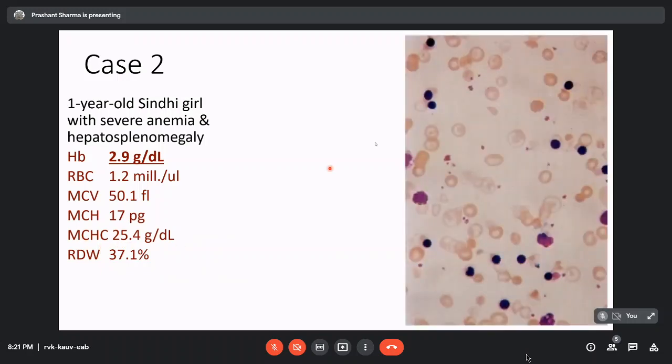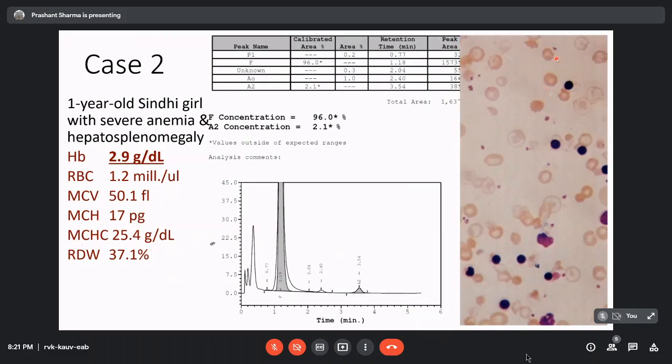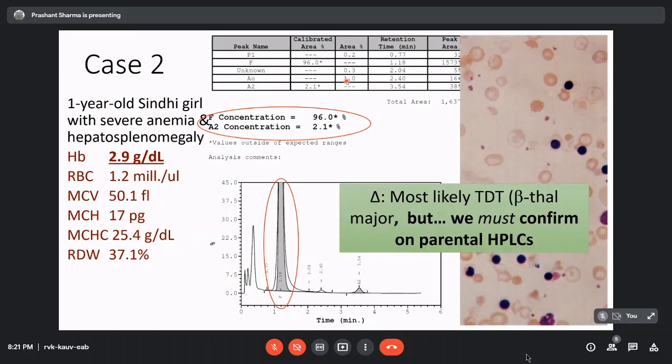And this is her blood picture. Other than the microcytic hypochromic cells, the target cells, we can also see a very large number of erythroblasts. So this was the HPLC which came, and a 1-year-old should have a fetal hemoglobin not more than 5%. Her fetal hemoglobin was 96%, and adult hemoglobin at 1% was virtually absent. So what we're dealing with over here is most likely a transfusion dependent thalassemia or a beta thalassemia major.